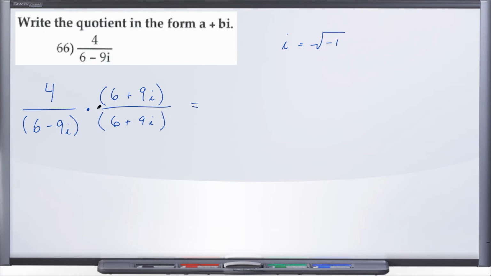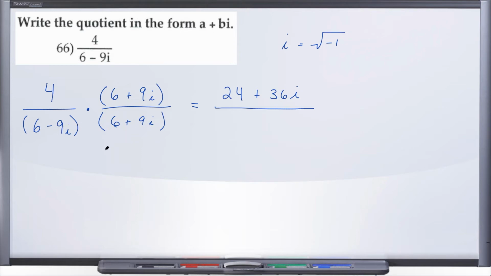All right, so let's go ahead and start multiplying here. So we have 4 times 6, going to give us 24, and then 4 times 9i, going to give us 36i, and then over, and now we're multiplying here conjugates, right?